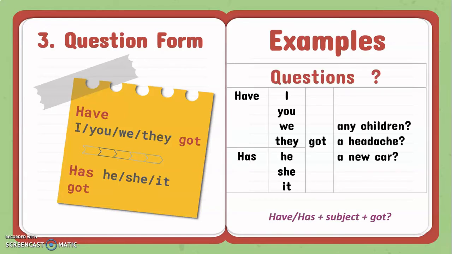Examples: Have I got any children? Have you got a headache? Have we got a new car? Or in the singular form, has he got any children? Has he got a headache? Has she got a new car?